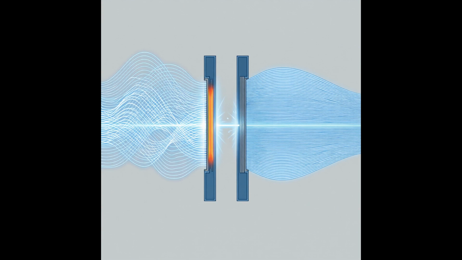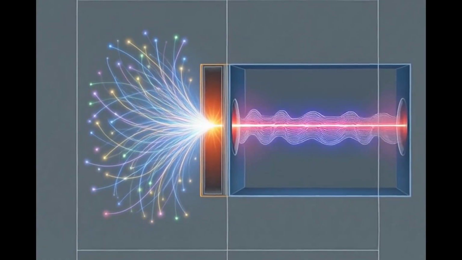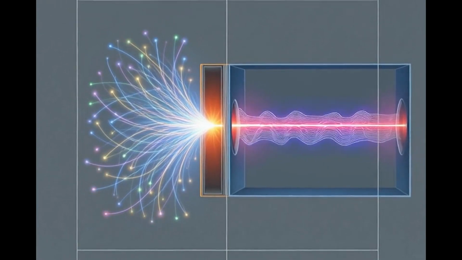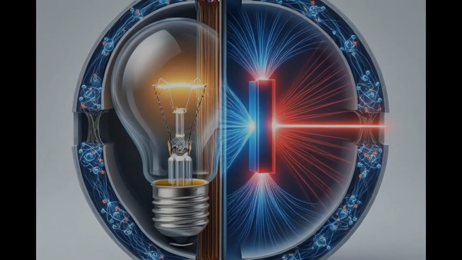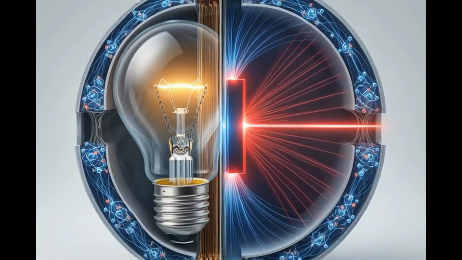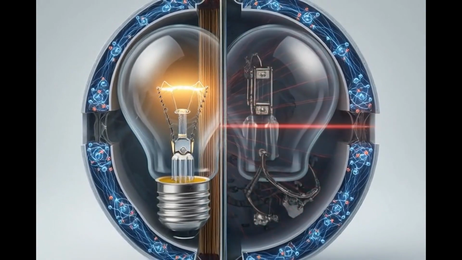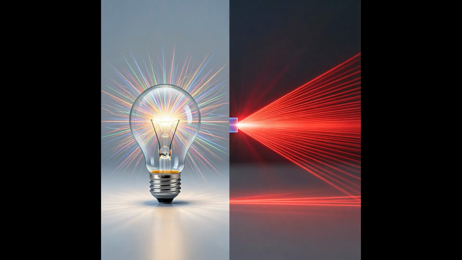In everyday sources like incandescent bulbs, photons are emitted randomly in direction, phase, and wavelength due to thermal agitation of atoms. This creates what we call incoherent light, where the waves overlap chaotically without synchronization. By contrast, laser diodes produce coherent light through stimulated emission that aligns photon phases and directions precisely.